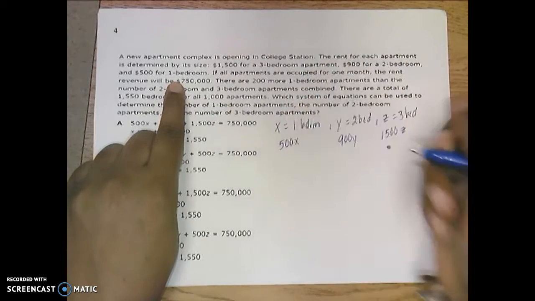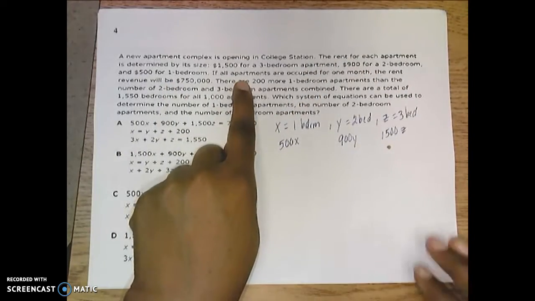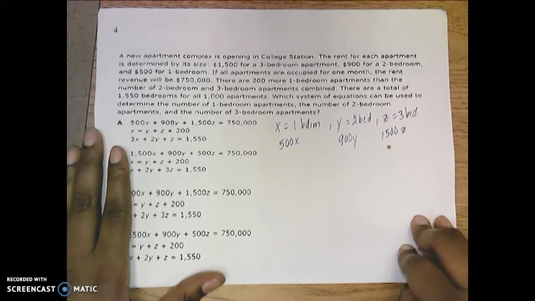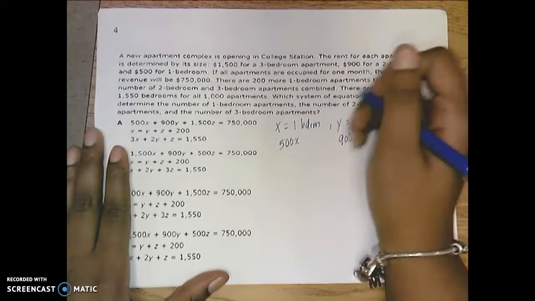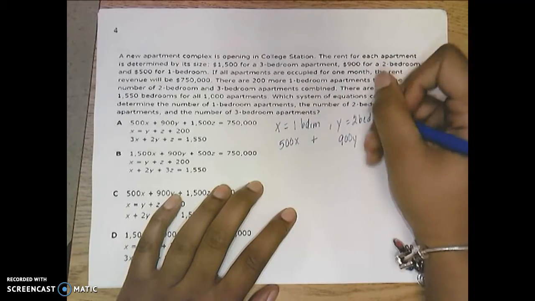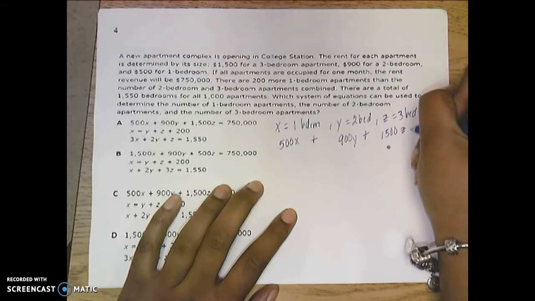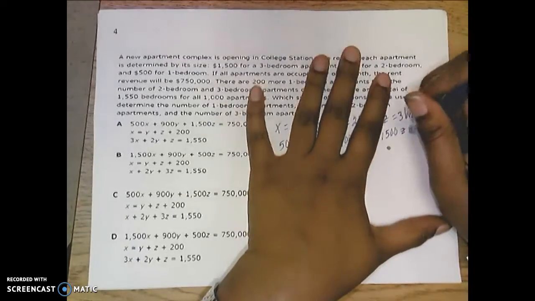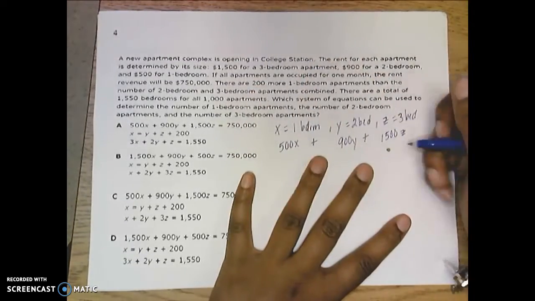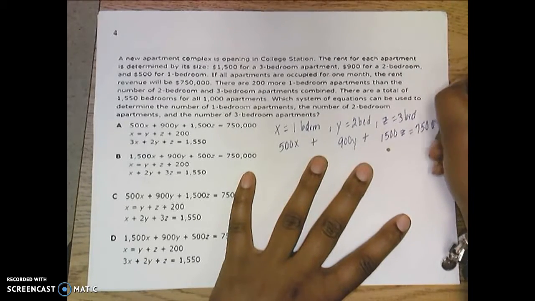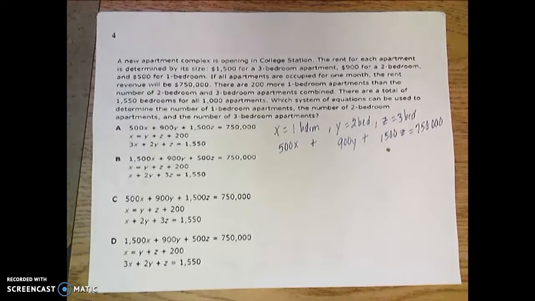So 500X. It says if all apartments are occupied for 1 month, the rent revenue will be $750,000. So since we're talking about money here all the way across, 500 for the 1-bedroom, 900 for the 2, and 1,500 for the 3-bedroom. Whoops. Shouldn't be a plus sign. Okay, all three of those together are going to equal 750,000. Okay, so that's our first equation. That's what it should look like. That just came from the first sentence.